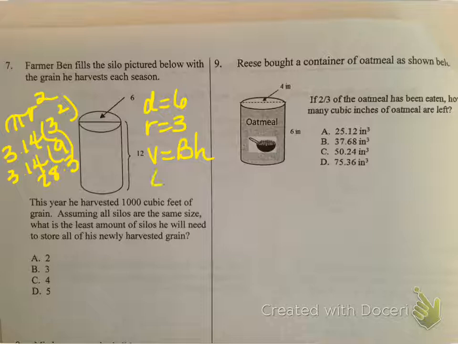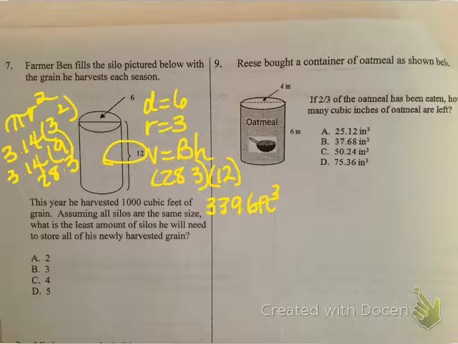Now remember, volume is the area of the base times the height. So we found the area of the base is 28.3. The height of the cylinder is 12. So we go ahead and multiply that out, and we find the volume of the cylinder is 339.6 feet cubed. Okay, so that is how much this silo will hold.